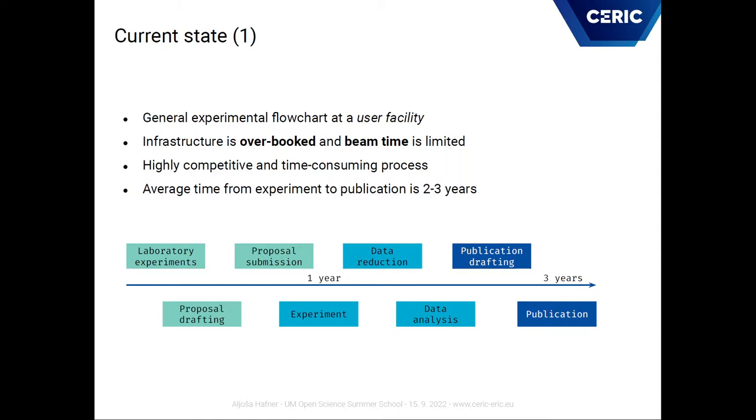They gather all the data they can, because the infrastructure is completely overbooked. And the so-called beam time, this is the experiment, is very limited. So it can take years to actually get access. And when you do, then it, of course, gets easier for those that are regular users. They know how to prepare experiments. They know what to do and so on.